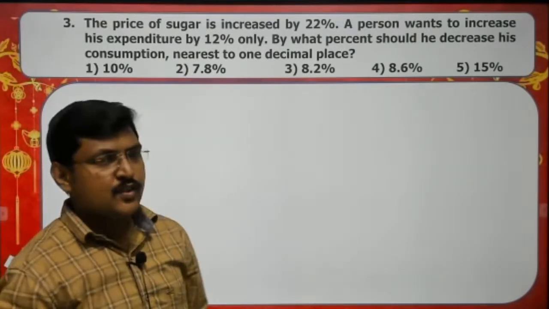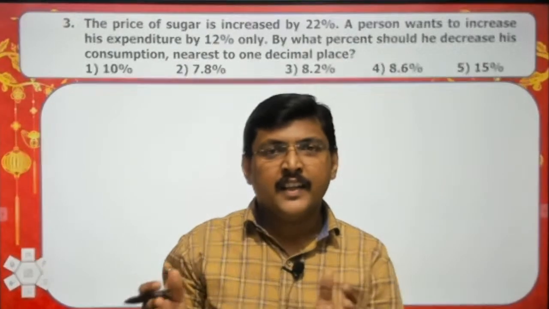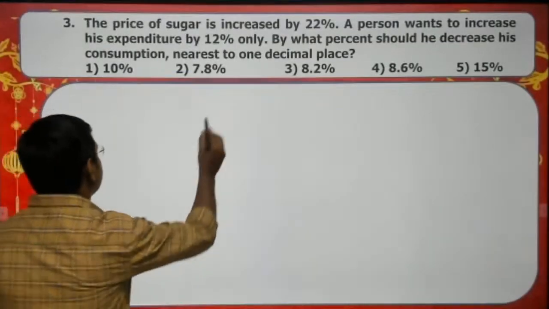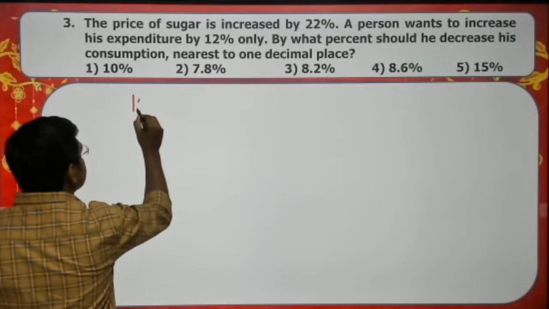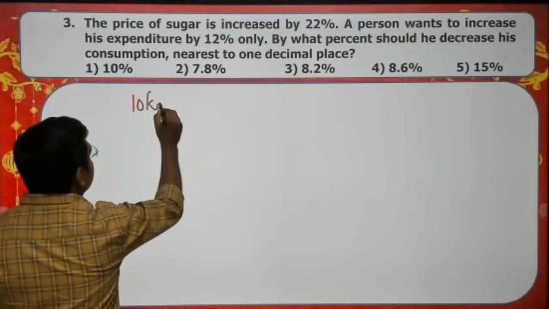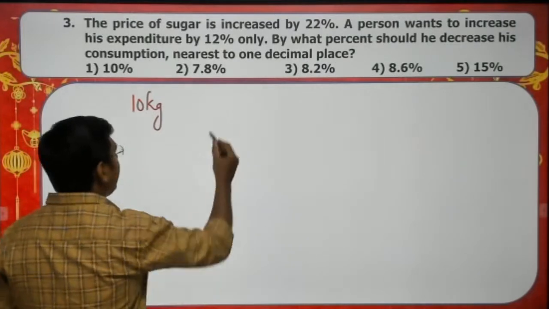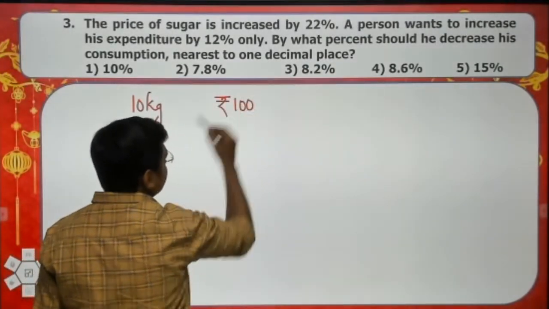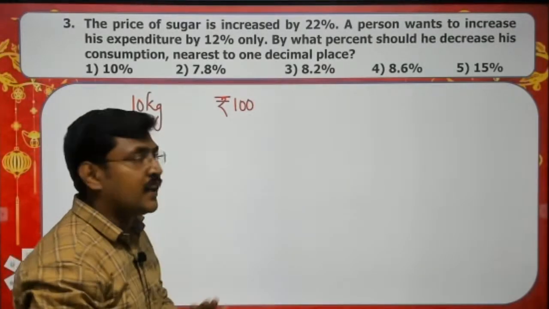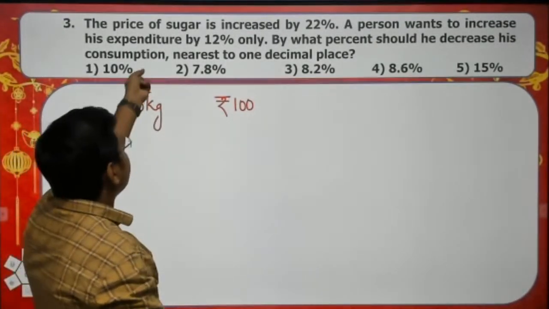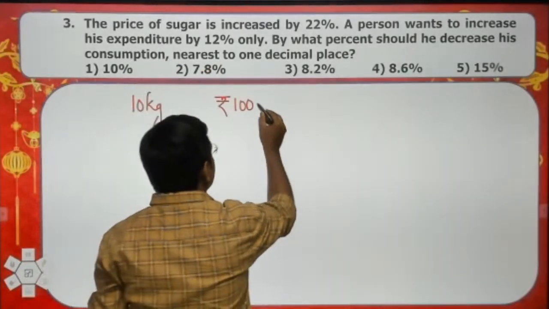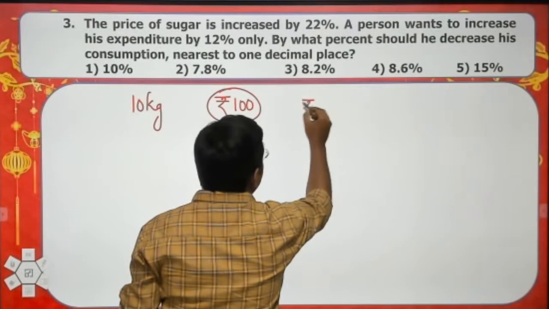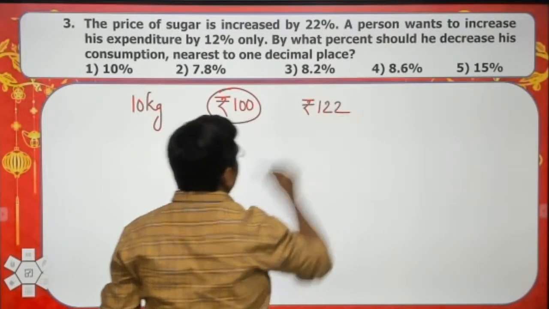That means initially he buys some quantity and he needs to reduce his consumption, right? So for that, listen. First of all, I am assuming that normally his consumption is 10 kg. He consumed 10 kg of sugar, and at that situation the price was rupees 100. This was my assumed initial condition. Clearly given that the price of sugar is increased by 22%, initially it was 100. If it increased by 22%, now the price will be 122.